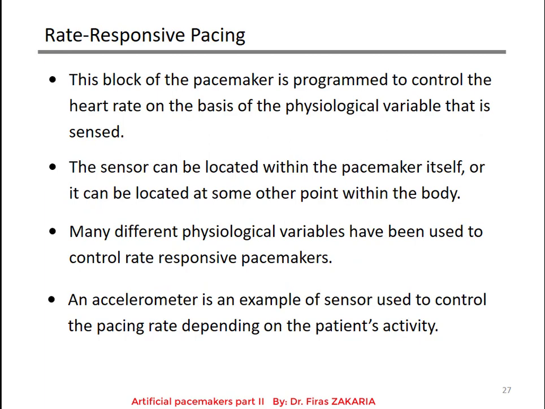So this is the block diagram we are talking about. Rate responsive pacing is programmed to control the heart rate on the basis of the physiological variable that is sensed, the physiological variable sensed with the accelerometer, for example. We can measure the acceleration, and we consider that acceleration gives us information about the heart's activity. Many different physiological variables could be used to control rate responsive pacemakers. It is not necessarily only acceleration; we could have other physiological variables.